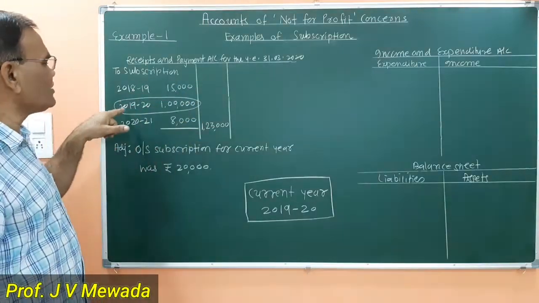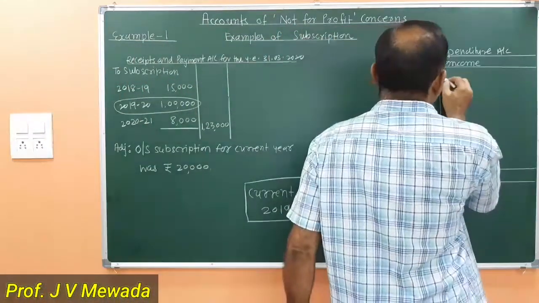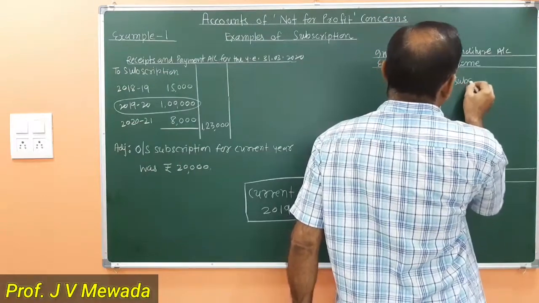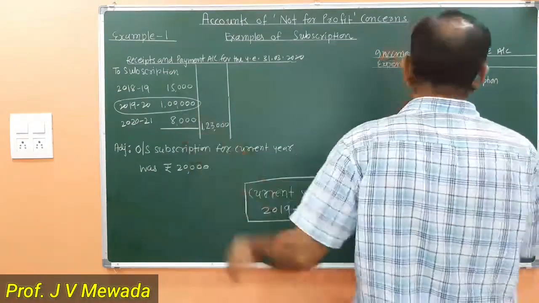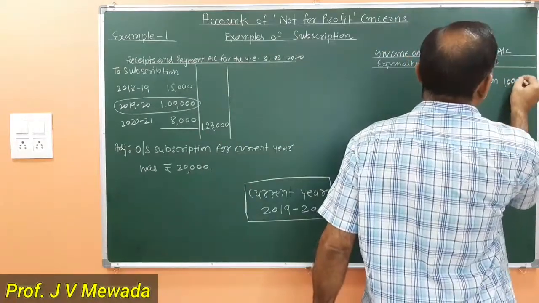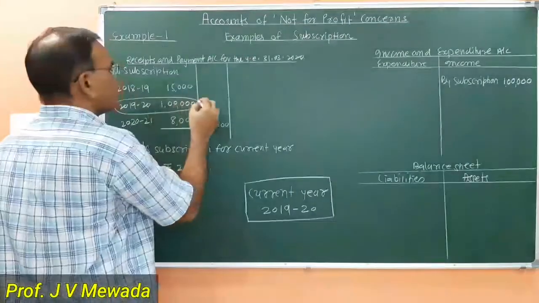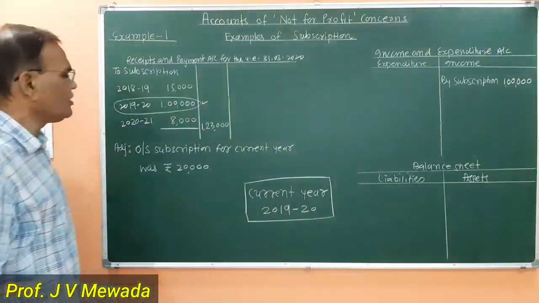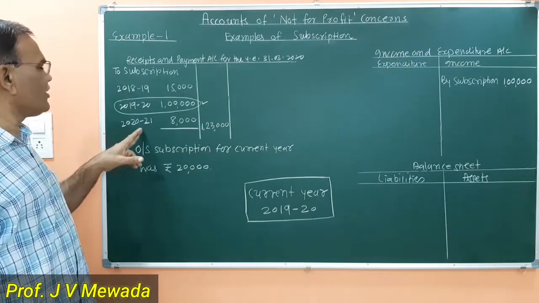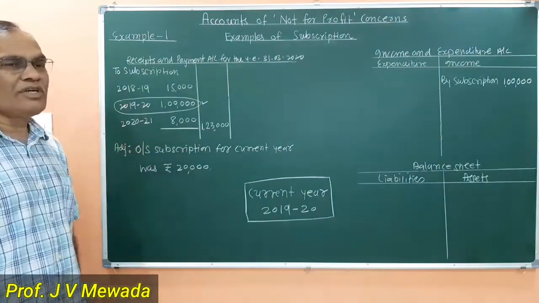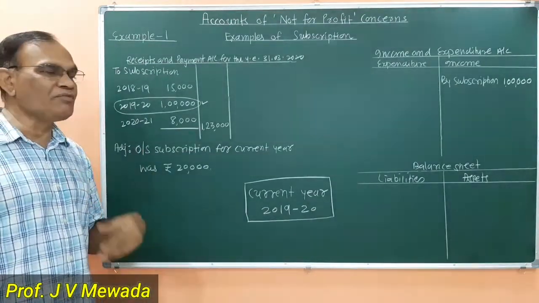Then we have to consider this 1 lakh rupees. So on the income side, I'll write by subscription. What is the amount? 1 lakh rupees. So 1 lakh rupees I am writing over here, on the income side, 2019-20, 1 lakh rupees. Now I have received for 2020-21, 8,000. So I received this for the next year. So in the current year I am receiving for the next year.